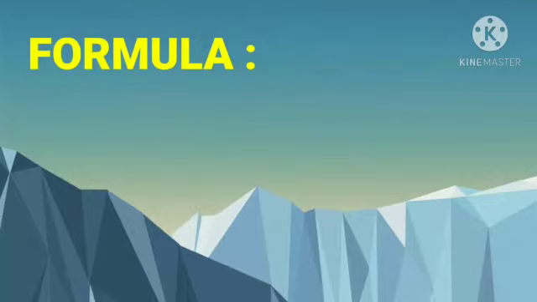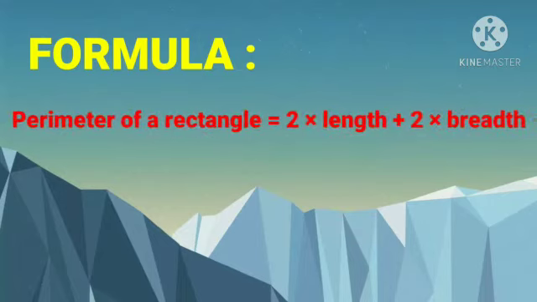Now the first formula is for finding the perimeter of a rectangle. How will you find the perimeter of a rectangle? The formula is 2 into length plus 2 into breadth. Clear? Why? Because a rectangle has 2 lengths and 2 breadths. That is why we have to multiply length and breadth with 2.